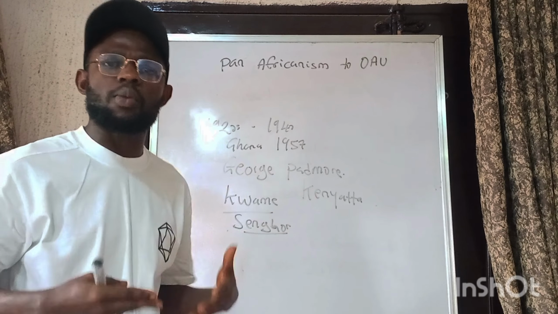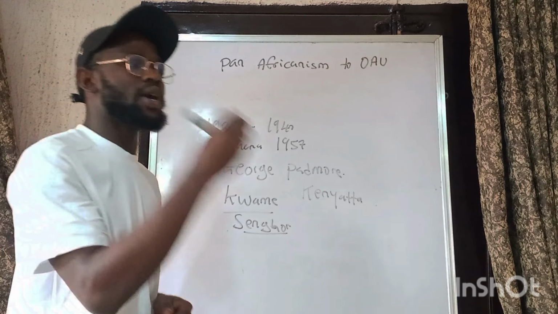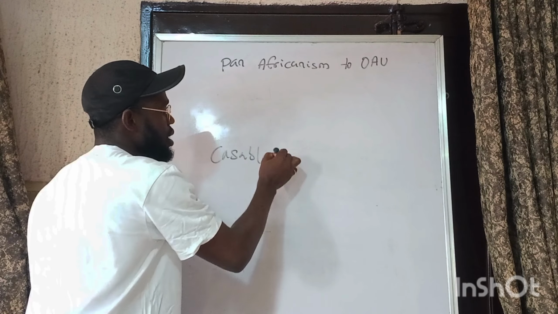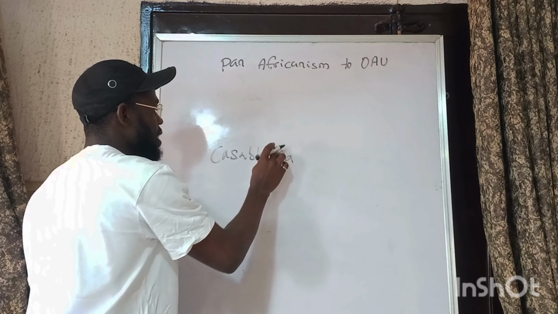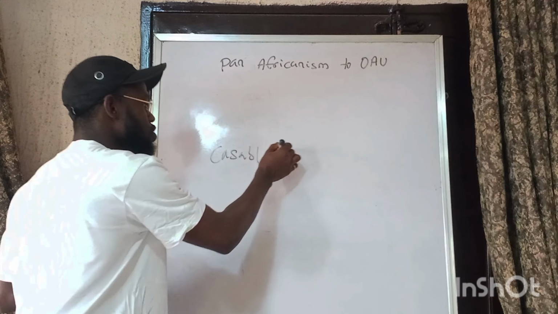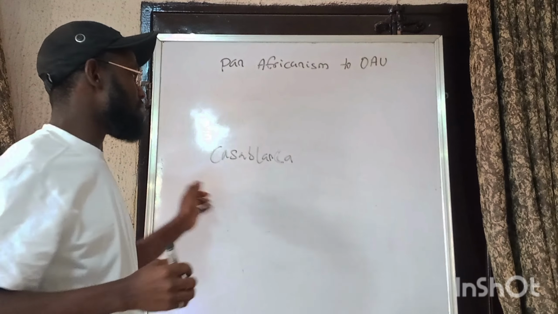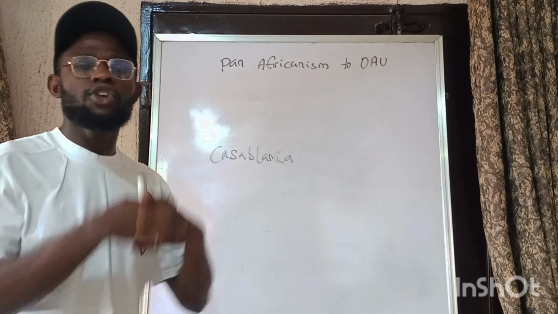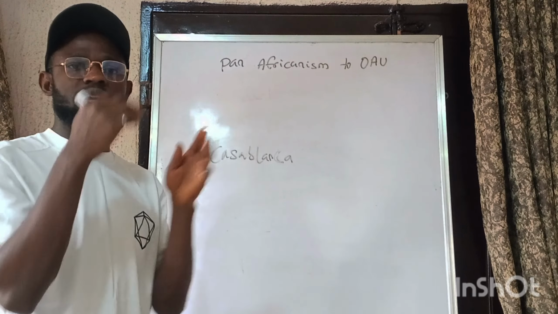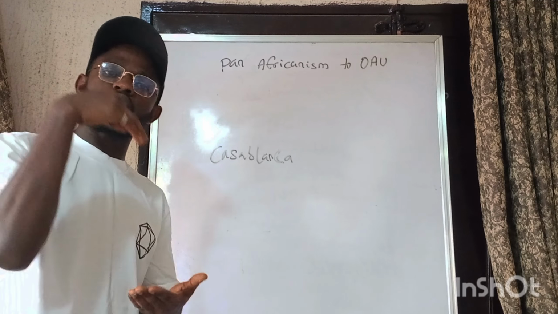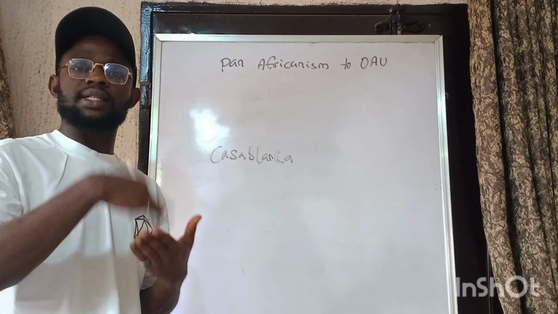They got involved in what we call the building of blocs. But there were two main blocs you need to remember for your exam. The first bloc is the Casablanca bloc. Casablanca is a bloc you need to remember for your exam. The Casablanca bloc was led by Kwame Nkrumah of Ghana. So if they ask you the main country in the Casablanca bloc, the option you look for in your exam is Ghana.